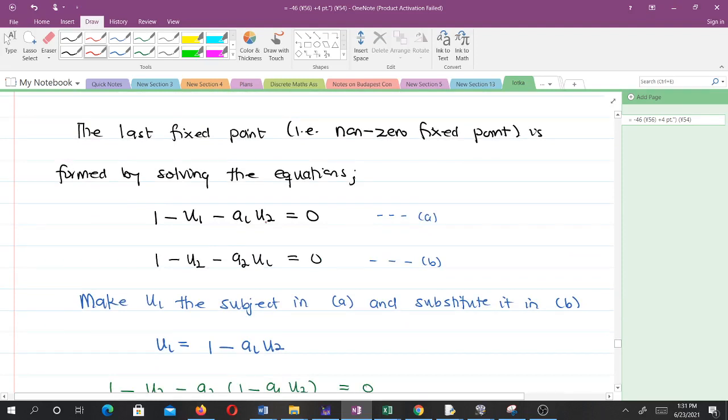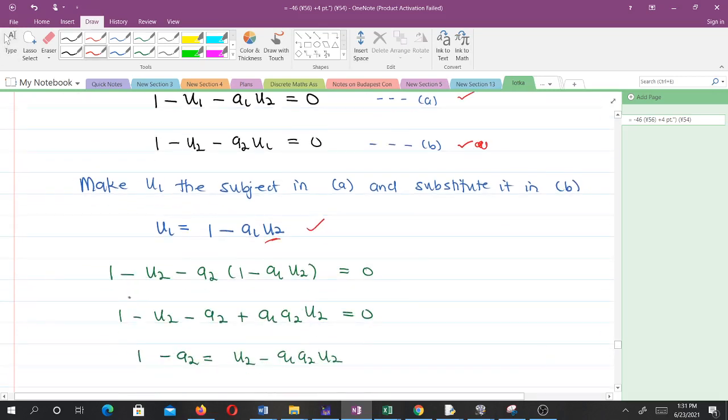So we call the first part equation A, we call the second part equation B. So we have to solve it simultaneously, right? So we are deciding to make u1 a subject in equation A and then substitute it in equation B. So doing that is going to give us u1 equals 1 minus a1 u2. Then we put it inside equation B. So wherever you find u1, we put this there. And making that substitution will give us 1 minus u2 minus a2 multiplying 1 minus a1 u2 equals 0.